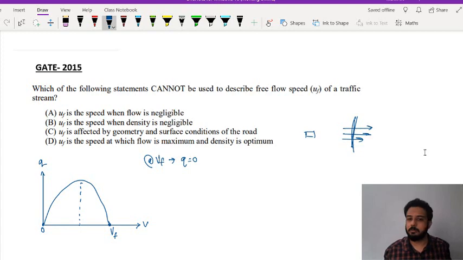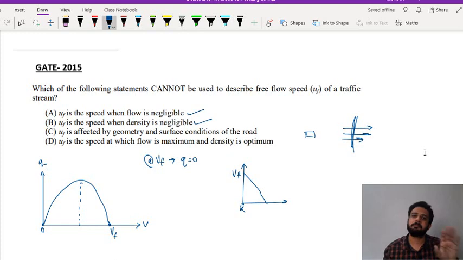Okay. So the first one is obviously correct. Whenever V is free flow speed, you are getting y-axis 0. So first statement is obviously correct. Uf is the speed when density is negligible. Yes, that is also correct. We have seen the other graph. So whenever Vf is here, your x-axis is 0 or negligible. So second statement is also correct. Uf is affected by geometry and surface conditions of the road. We have already explained that, right? Suppose turning is coming, speed breakers are there, obviously it's going to affect. This is also correct.